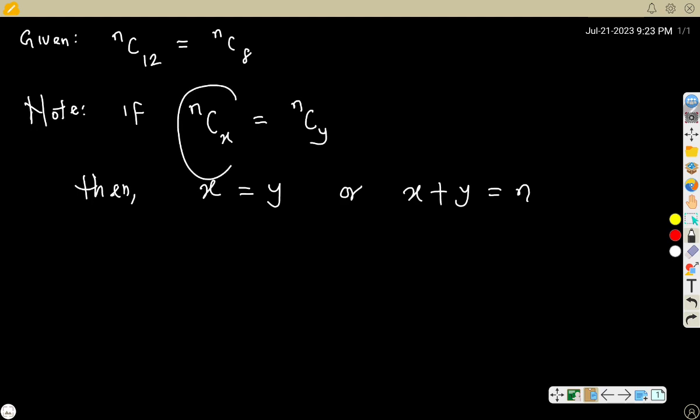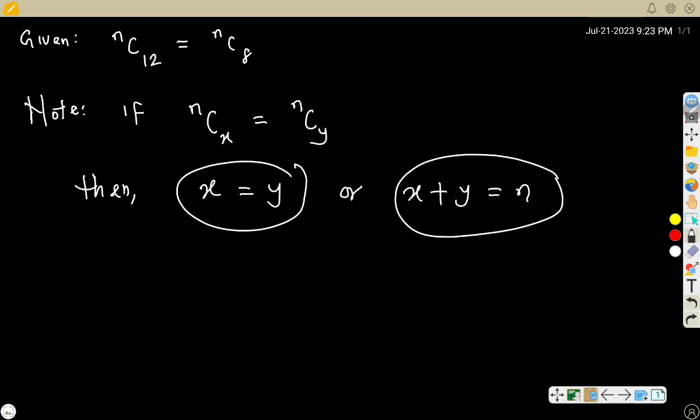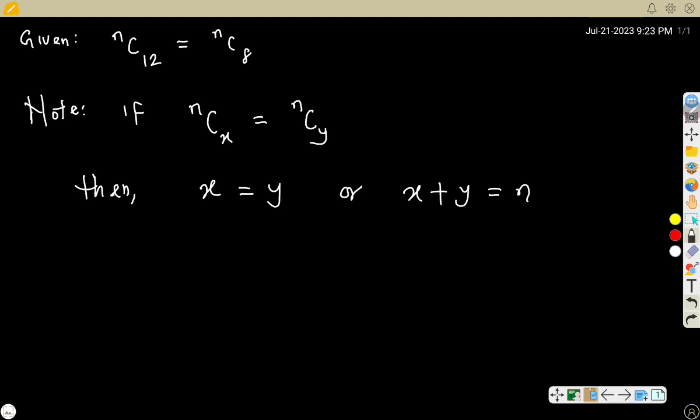So if n combination x is equal to n combination y, then you should know that either x equals y or x plus y is equal to n. So this will be useful for us now. So let's go back to our own question.